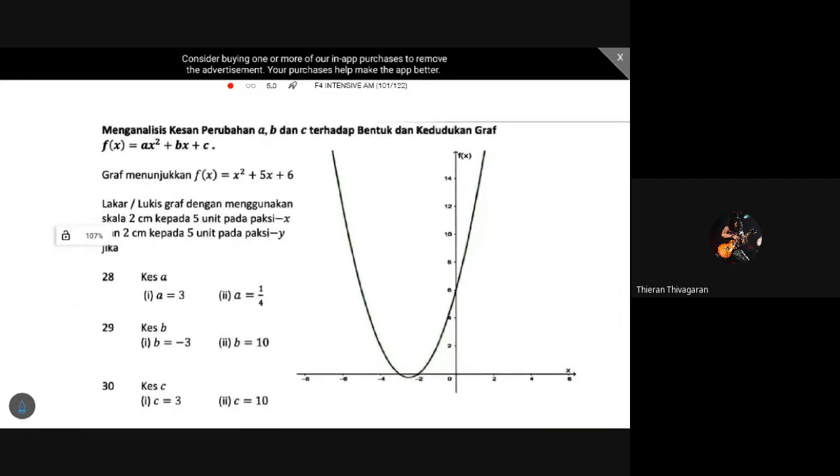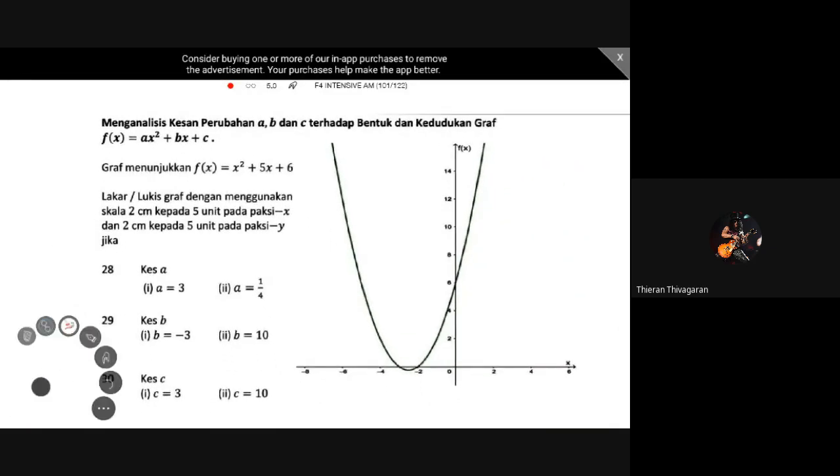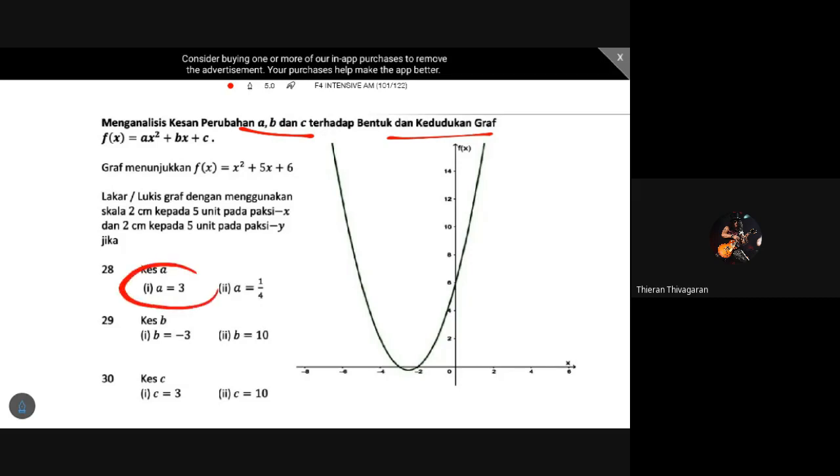Okay, so this one also an important part. This one we are analyzing the changes, perubahan A, B dan C terhadap bentuk dan kedudukan graf. Tak famous tapi soalan boleh tanya juga. They can ask you to explain, terangkan macam mana berlaku. Okay, so let us look at this first case. A sama dengan 3 pergi kepada A sama dengan 1/4. Okay guys, what does A value represent? Can you tell me? A ni akan memberi impact terhadap apa kat sini?